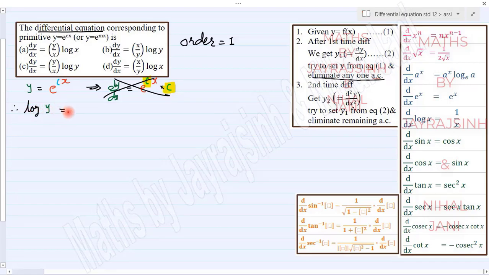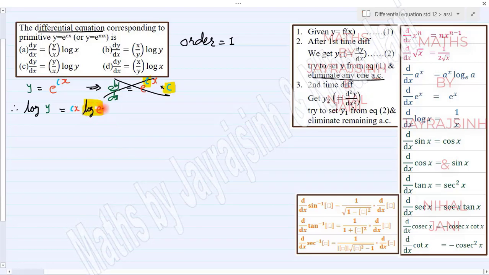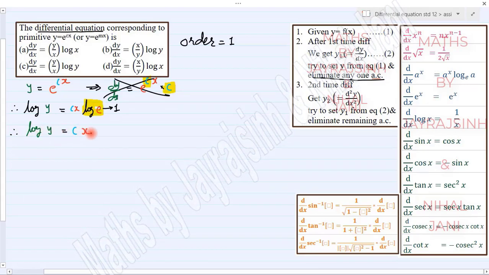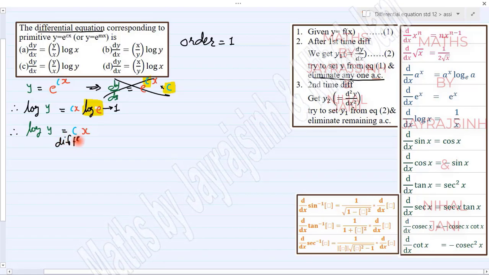So we'll get log y is equal to log of e raised to cx. Now, according to the property of log, we can take this cx outside as a multiplier of log e, and we know that the value of log e is nothing but 1. So here we'll get log y is equal to c into x. Now, it's looking quite simplified.